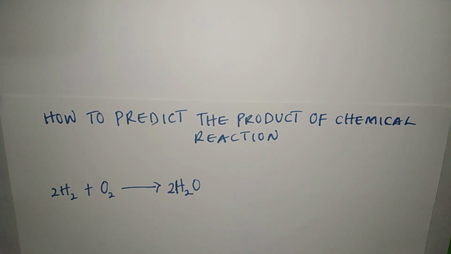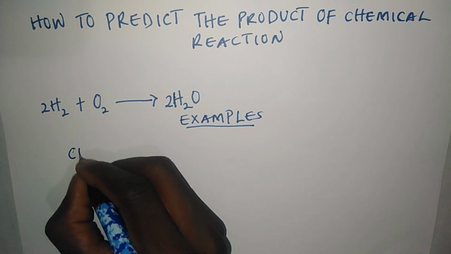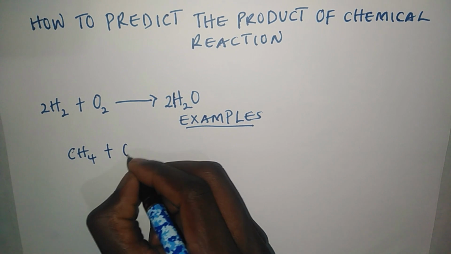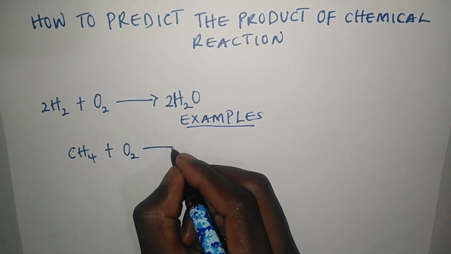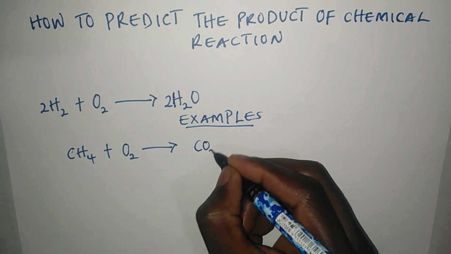So let's look at some examples. When you have methane reacting with O2, how do you predict the product of this particular reaction? First and foremost, whenever you see hydrocarbons reacting with O2, what that tells you is that this is a combustion reaction. Now, for a combustion reaction, we know that the product of a combustion reaction is always CO2 and water.